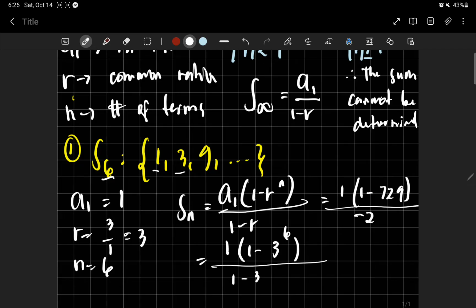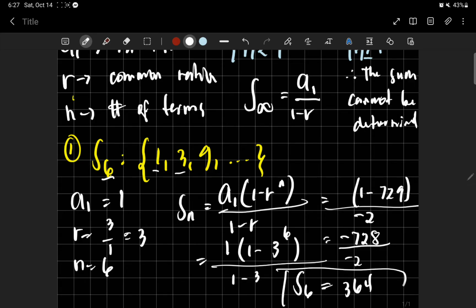And 1 times 1 minus 729, that is also 1 minus 729. Diba? So, alisin na natin yung 1. And 1 minus 729, that is negative 728 over negative 2. And negative 728 divided by negative 2, that is 364. So, ibig sabihin, the sum of the 6th term of this geometric sequence is 364. Another example.